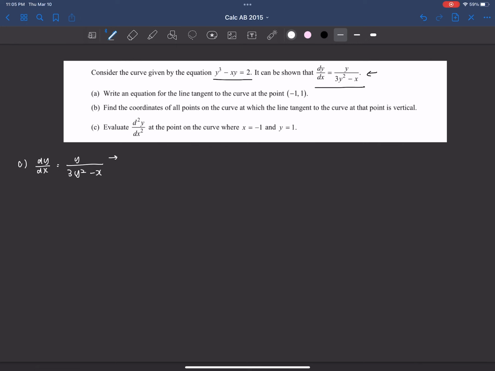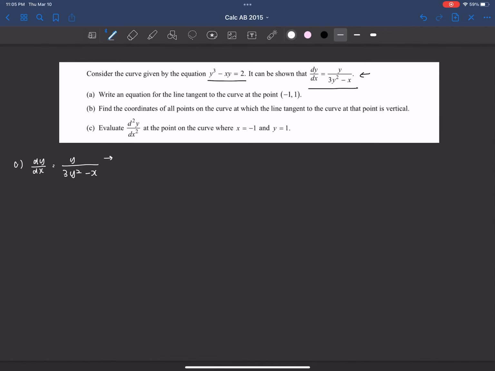A common misconception is to say that the derivative of y in this case would just be 1, but that is not true because we're deriving this in terms of x. And so the derivative of y would be dy dx.